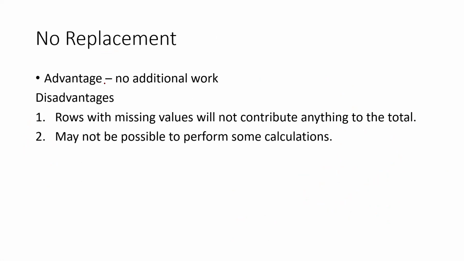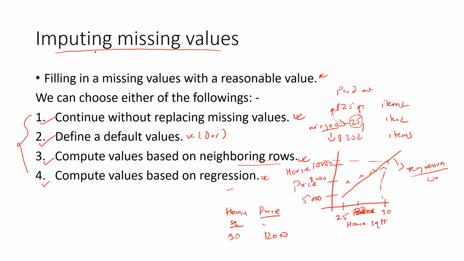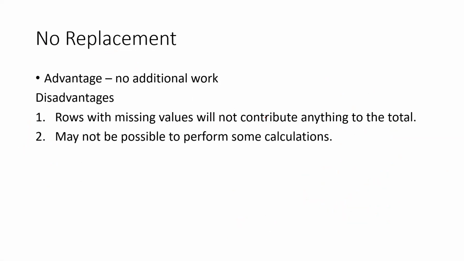So, no replacement, no additional work. If we follow the first technique, continuing without replacing the missing value, the advantage is we don't need to do anything, right? But the disadvantage is those rows with missing values will not contribute anything to the total, and it may not be possible to perform some calculations. So this would be my disadvantage, because we are leaving the row as is.